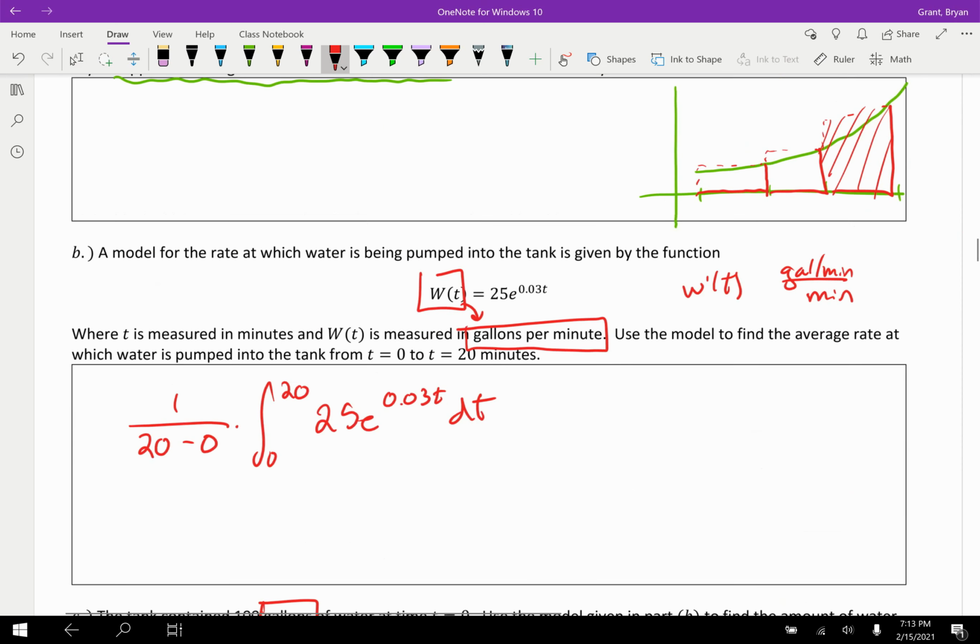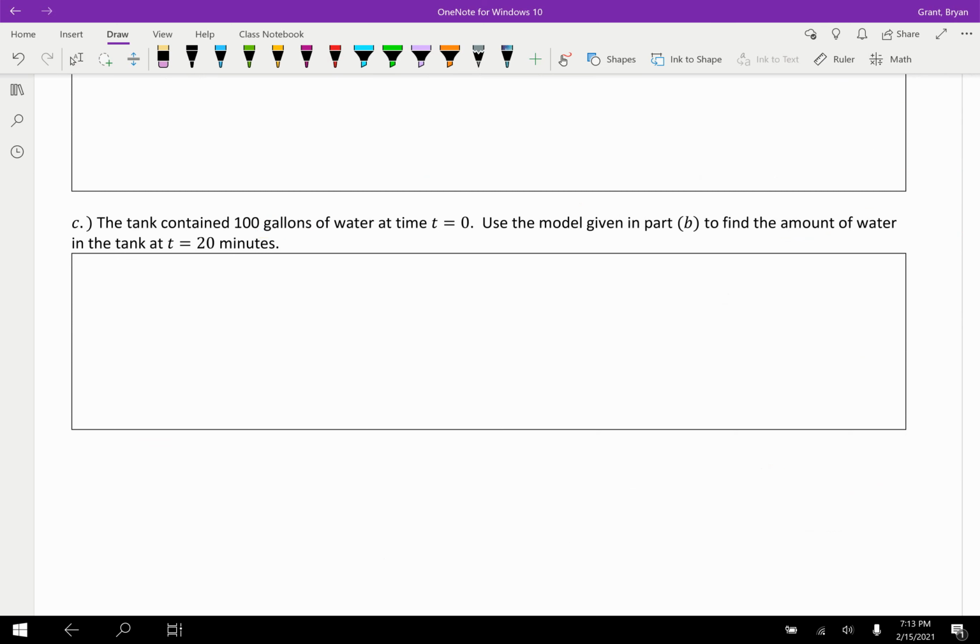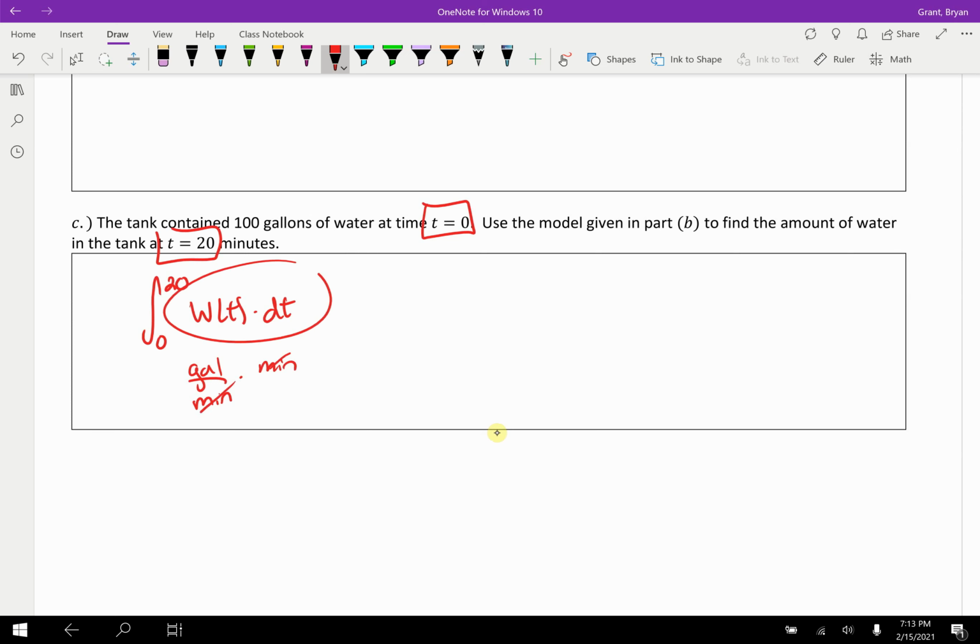So let's set this up. We are supposed to use the value at t equals 0, and I want to find the value at t equals 20. So we know we need to integrate from 0 to 20 of what function? W of t dt. Remember, W of t has units of gallons per minute, and a change in t has units of minutes. Multiplying those together gives us a final answer in gallons.